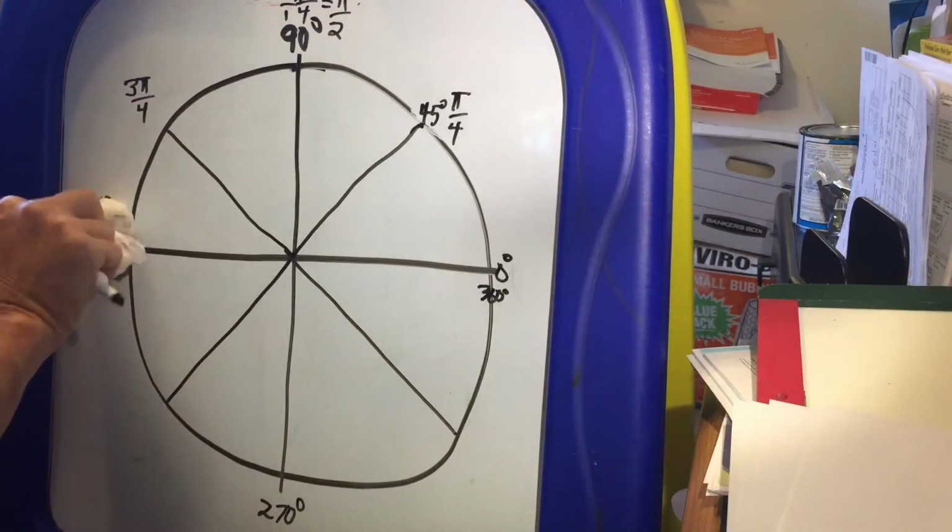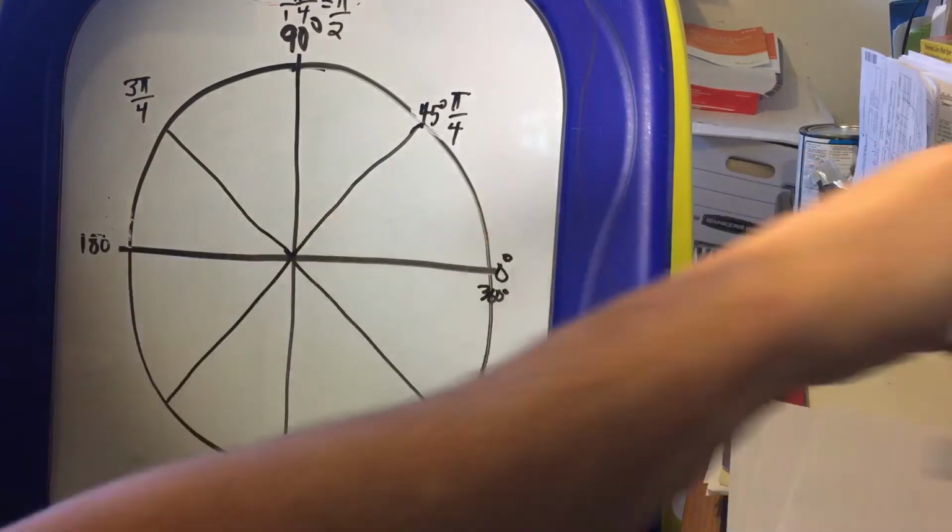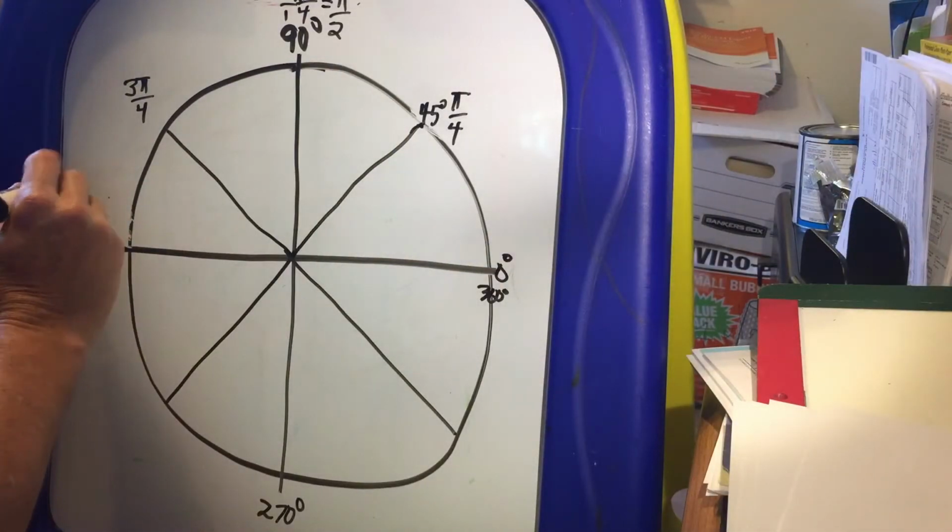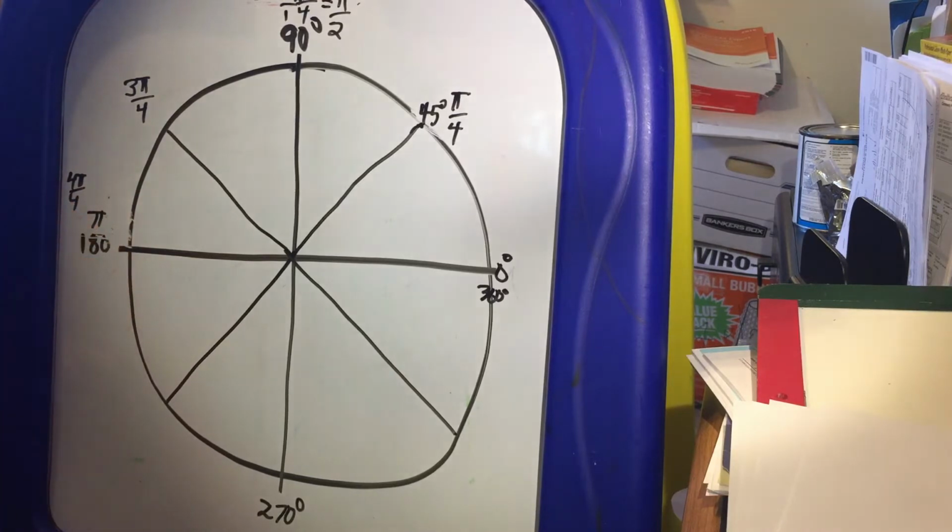I got too much grease on my thing here. So 4 pi over 4, I guess I'll write it up here. 4 pi over 4, that's pi. That's the same as 180 degrees.